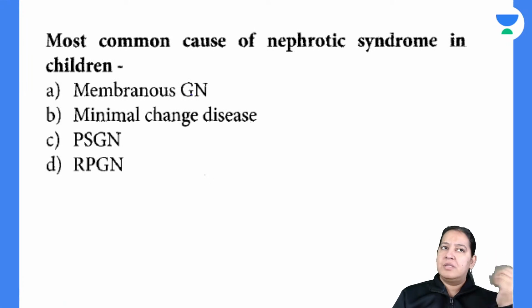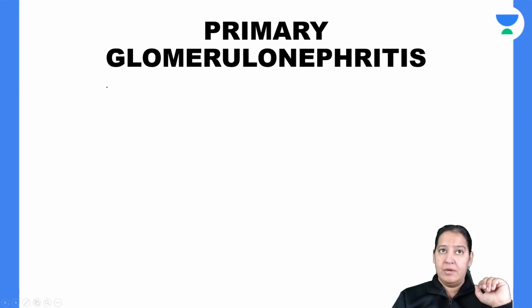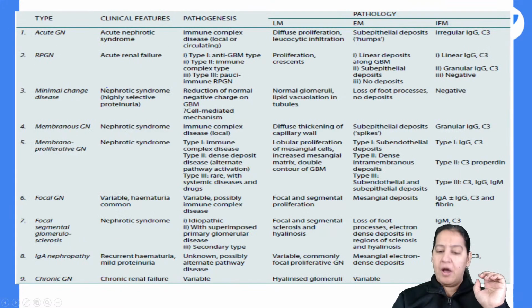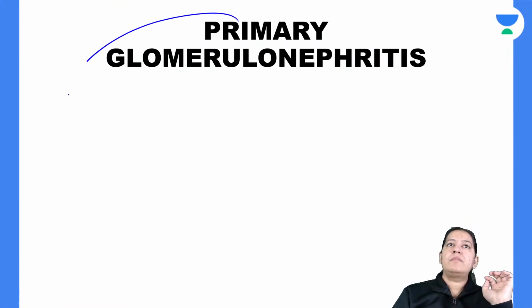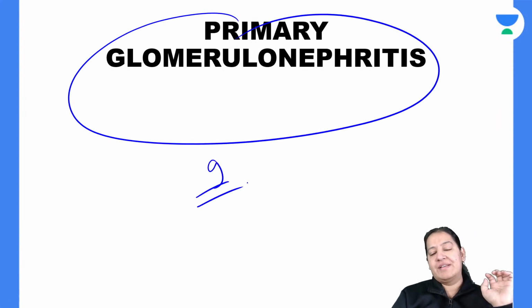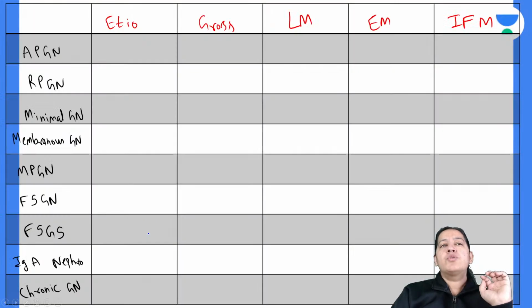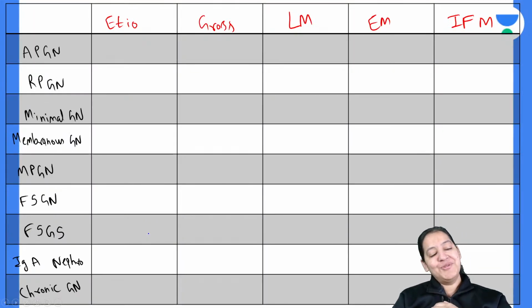Now, next question. The same question I have already asked. Answer is B here. Okay, so I am done with nephritic and nephrotic syndrome. Now I want to teach you the 9 types of glomerulonephritis, the primary glomerulonephritis. The 9 names are written in front of you. So I want you to make this table with me.